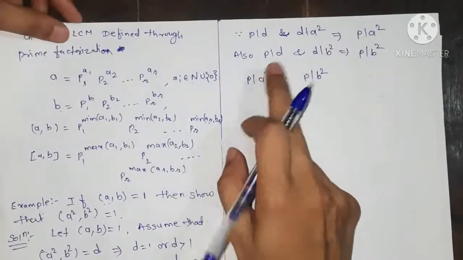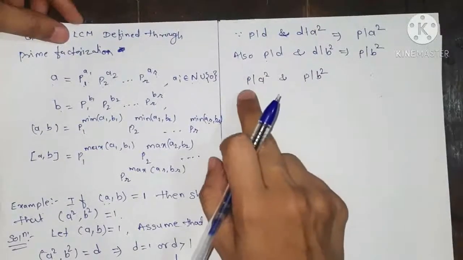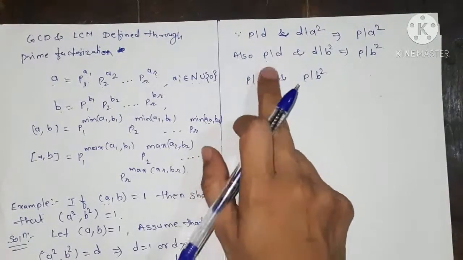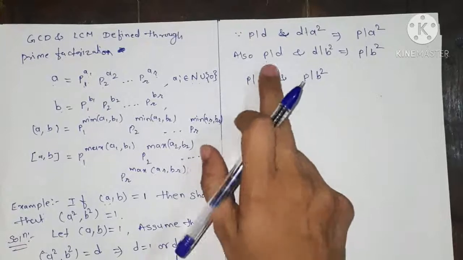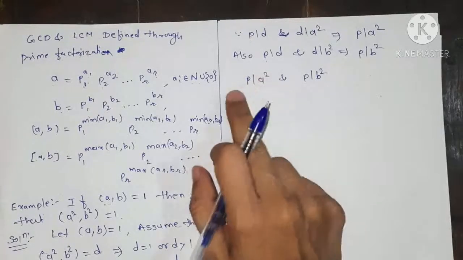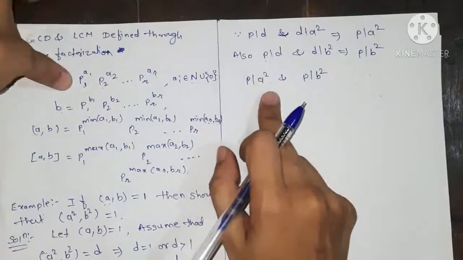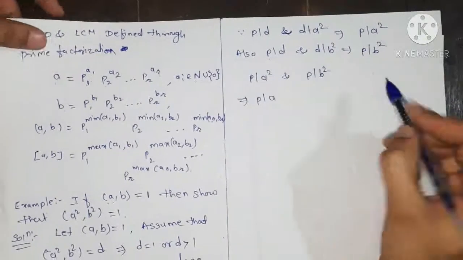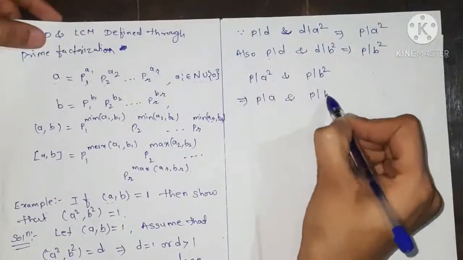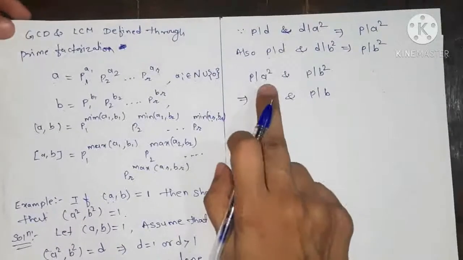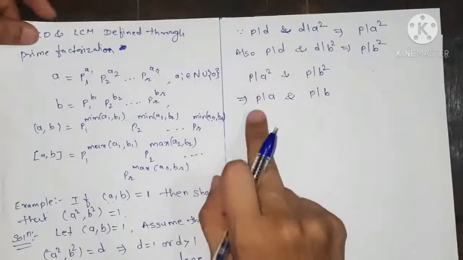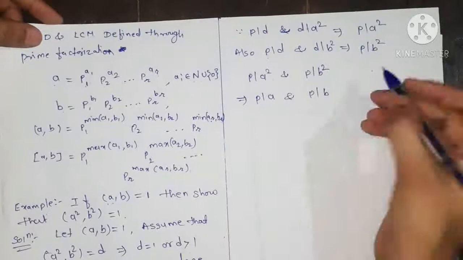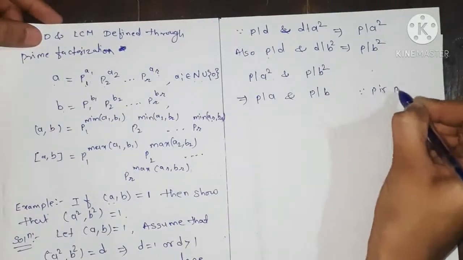So if P is dividing A square, and what is this P? P is prime. Therefore when a prime is dividing some number, here the product A into A, P is dividing A itself. So this implies P divides A and P divides B, because a prime number is dividing this product. So P is dividing the number A itself, and P is dividing B, since P is prime.